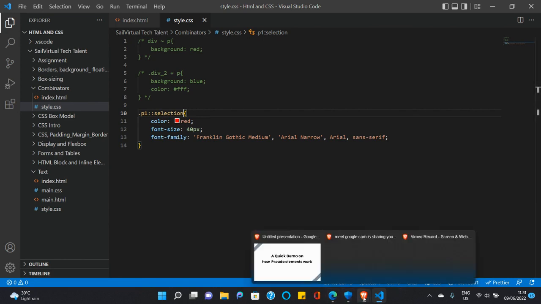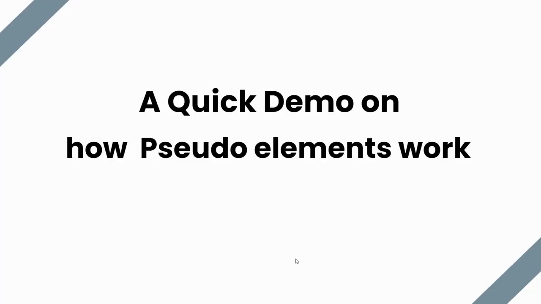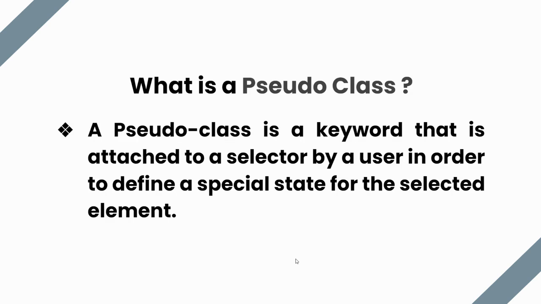And lastly, we'll be touching on pseudo classes. So here we are in the last section of today's class, which is the pseudo classes. What is a pseudo class? A pseudo class is a keyword that is attached to a selector by a user in order to define a special state for the selected element.